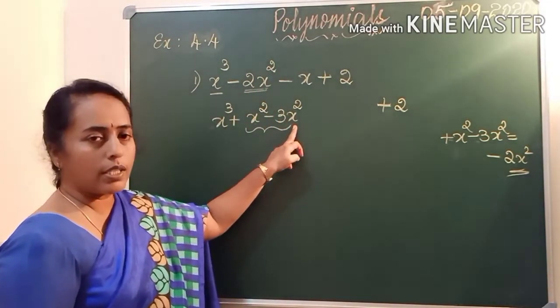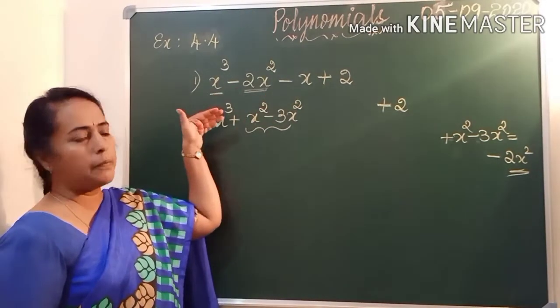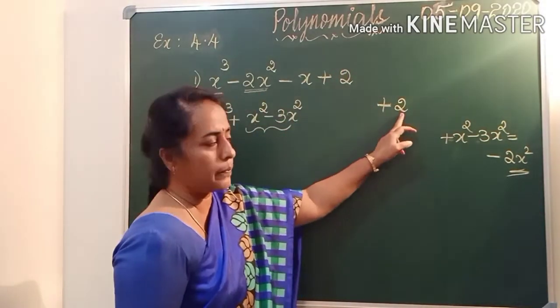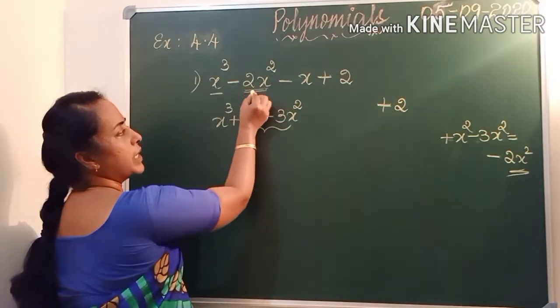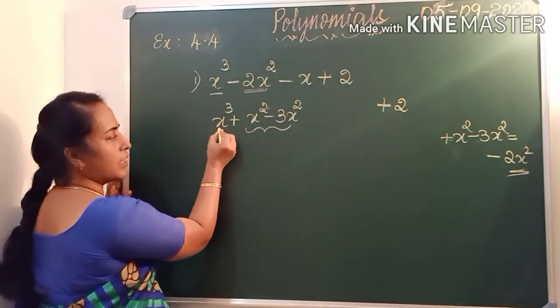So I hope you all understood this. Once again I'll explain. When 4 terms are given, write down the first term as it is and the last term as it is. Now you have to split up this second term. For that you have to take the clue from the first term.